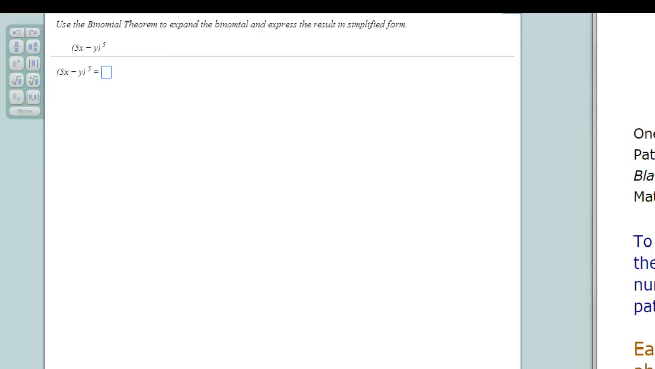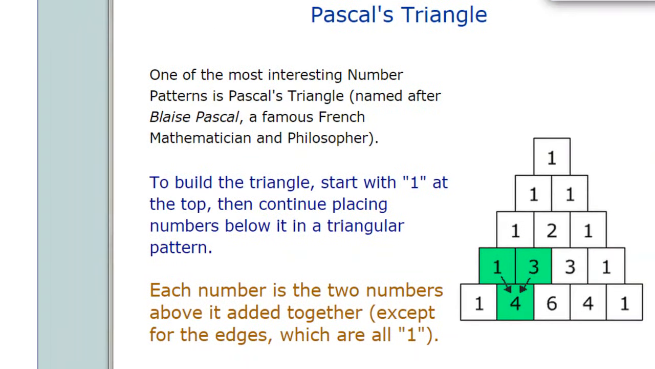So for this question here, it says use the binomial theorem to expand the binomial and express the result in simplified form. Oh boy, this one here with the binomial theorem, that to me is a very complicated way to do this question. So I want to show you something called Pascal's triangle. And what this does is this will actually help us give placeholders for our expansion. And so let's take a look at what Pascal's triangle means, and well, what it is first.